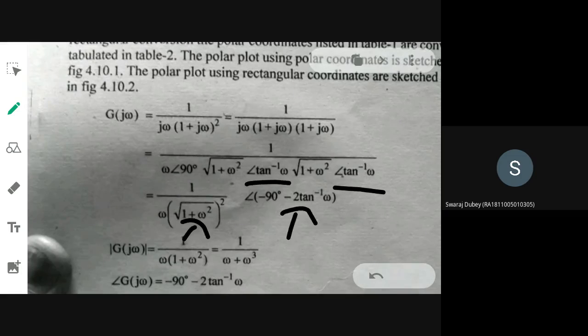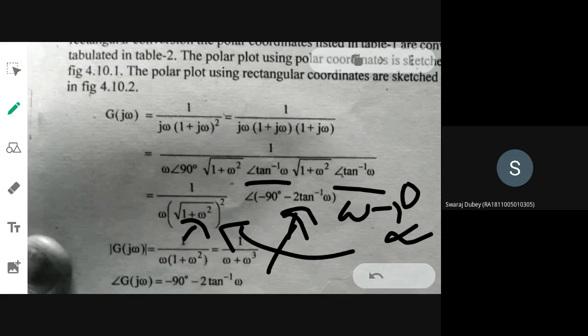Now what I need to do is substitute different values of ω ranging from 0 to infinity in both the magnitude as well as phase angle expressions. I will tabulate it and then proceed to draw the polar plot. That's all. Very simple procedure here. That I will tell you how.